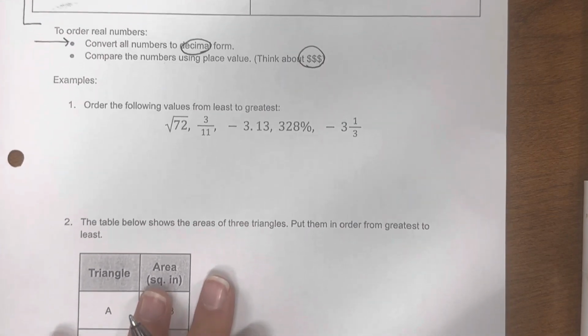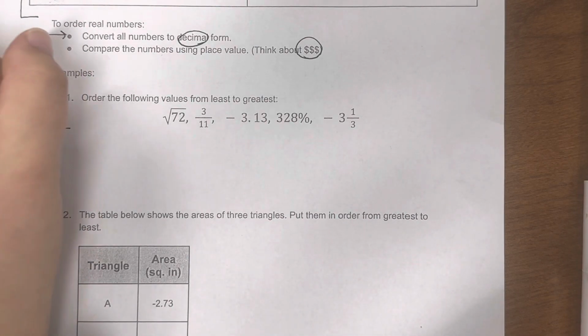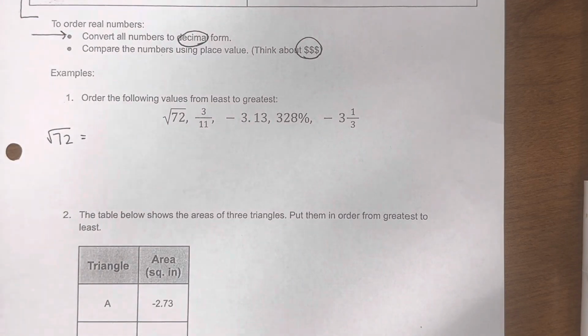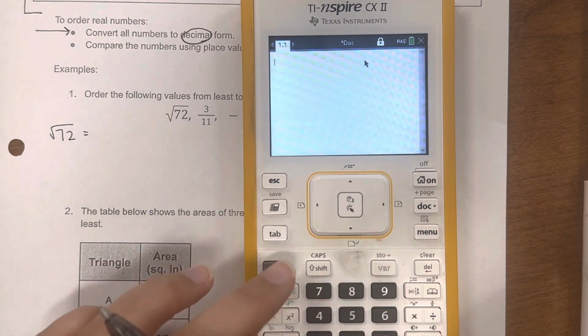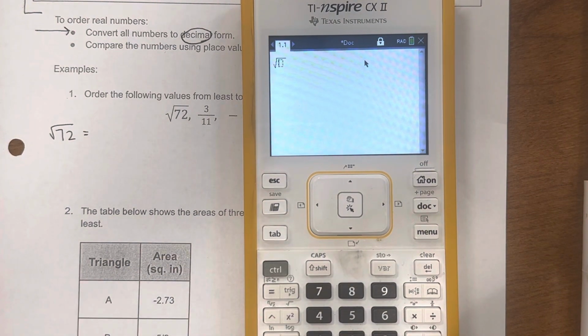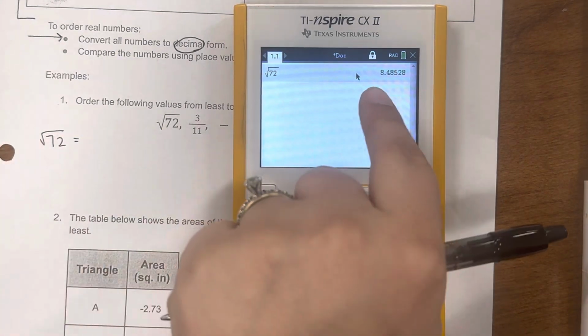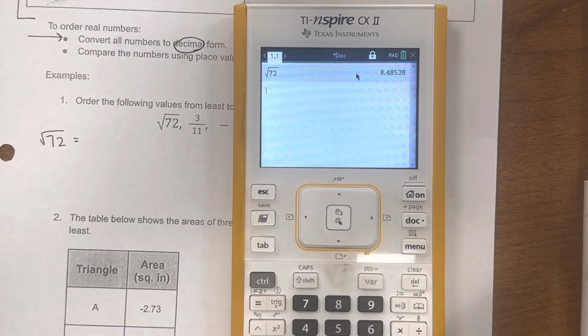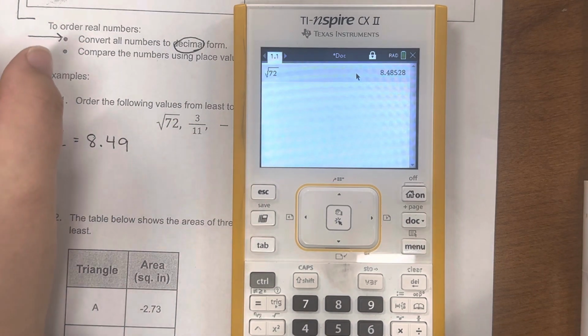Let's do an example. So this first example says, order the following values from least to greatest. So I have the square root of 72. I need to convert that to decimal so I can go to my calculator. The way we do square root in our calculator is we hit Control X with the little 2 and then type in our number. So the square root of 72 is 8.48528. However, I want to think about money, and money only has two decimal places, so I'm going to round this number to 8.49.